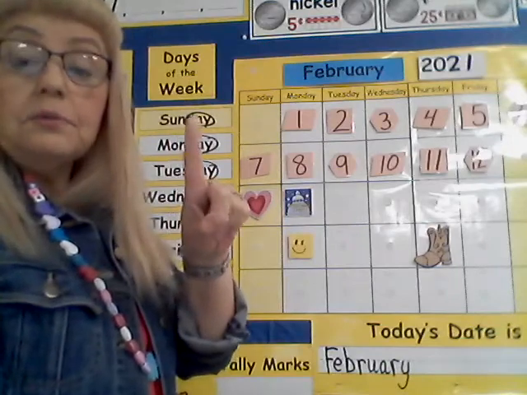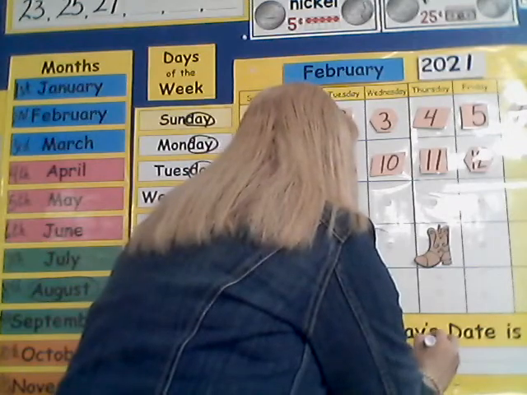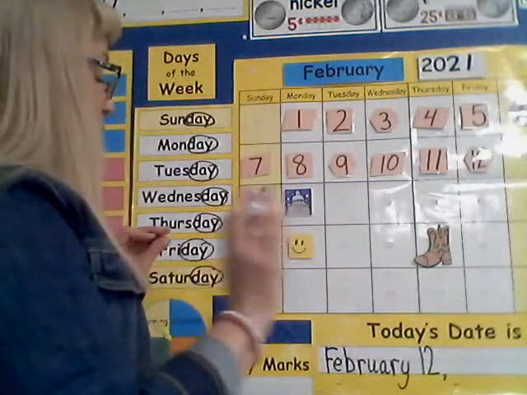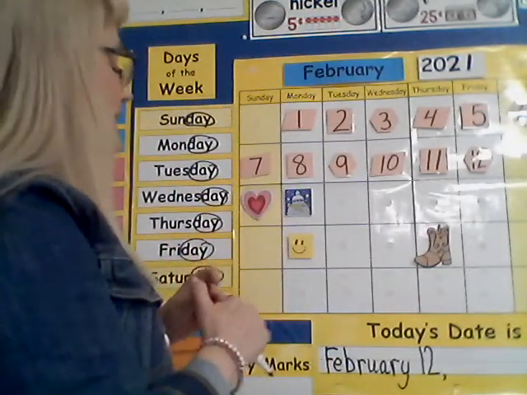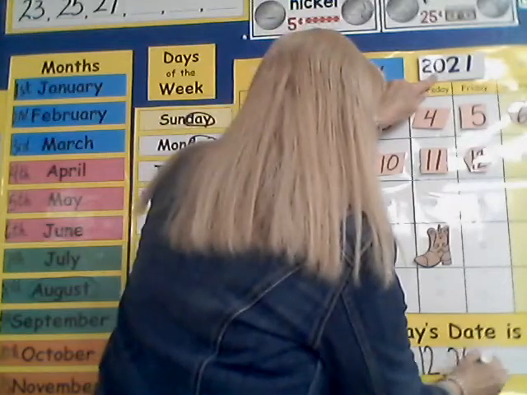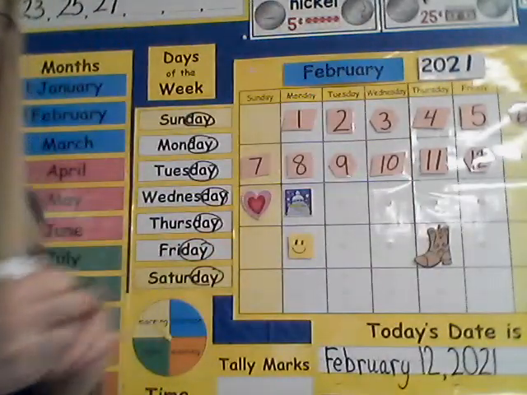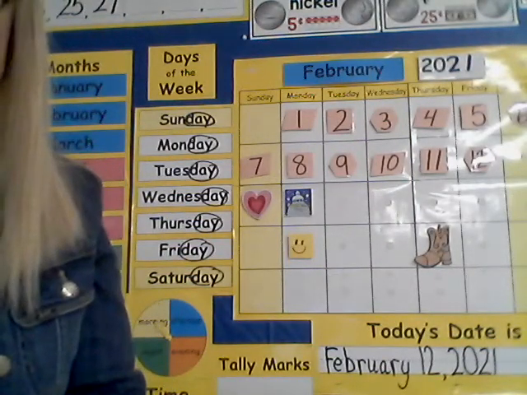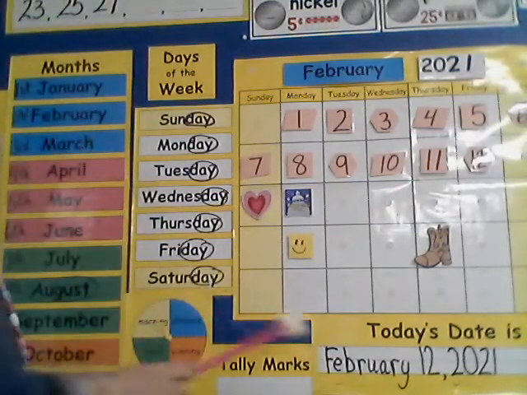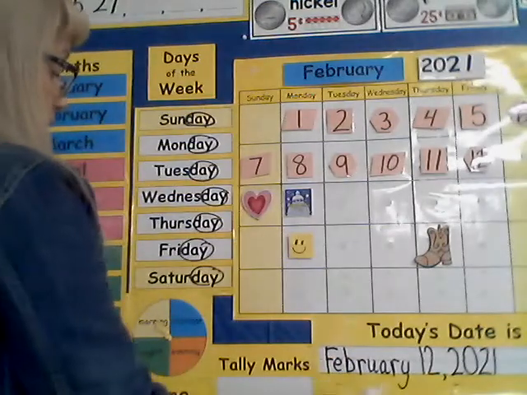And then we're going to finger space. And what two digits are we writing today? A one and a two, followed by a comma. Is a comma a space or is it a number? It is a space. And please help me with the digits in the year. 2021. All righty, friends. Let's go ahead and read today's date with Gwen. All right, so here we go. Today's date is Friday, February 12th, 2021.